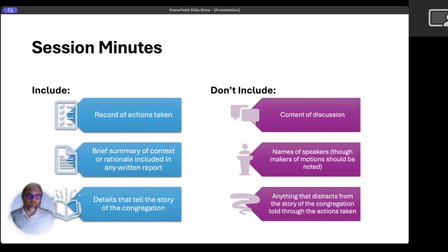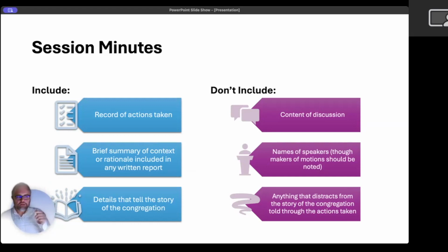You also want to give a brief summary of the context or rationale that's included in a written report. So if the worship committee brings a report and they say we want to move to having communion every Sunday, and they give a rationale for that, you want to include that in your minutes. You may even want to attach the full report. That's your decision. That's based on what your session likes to have. But just for the future, it's helpful to have that little summary of the context or rationale for something.